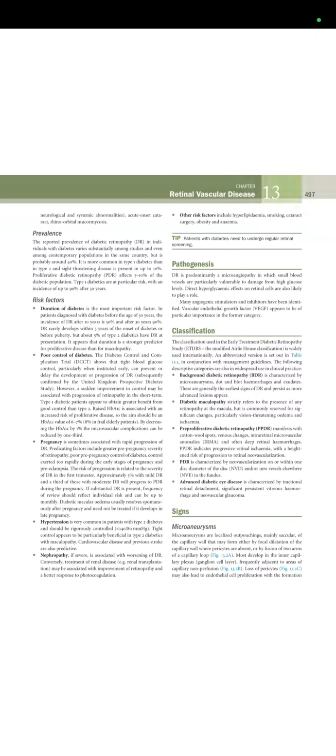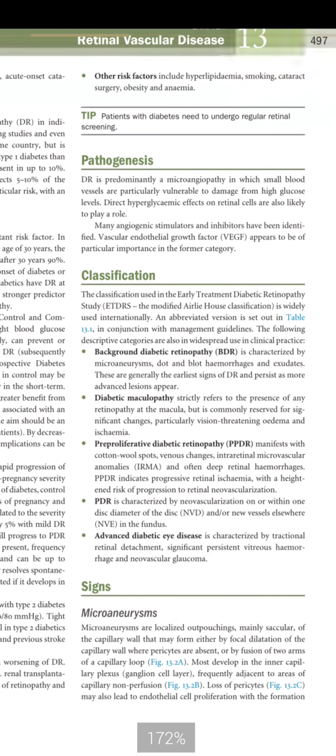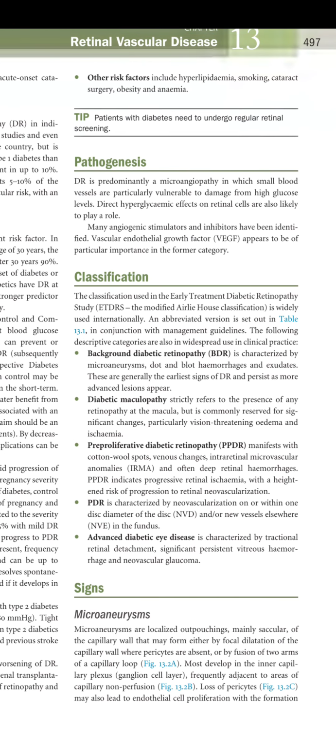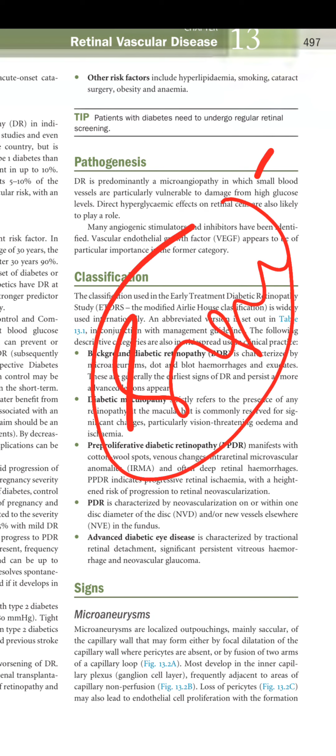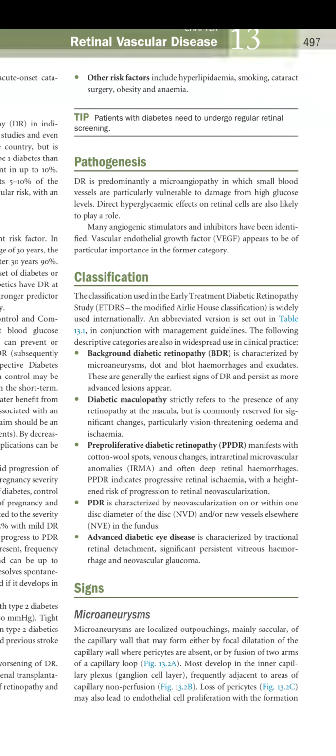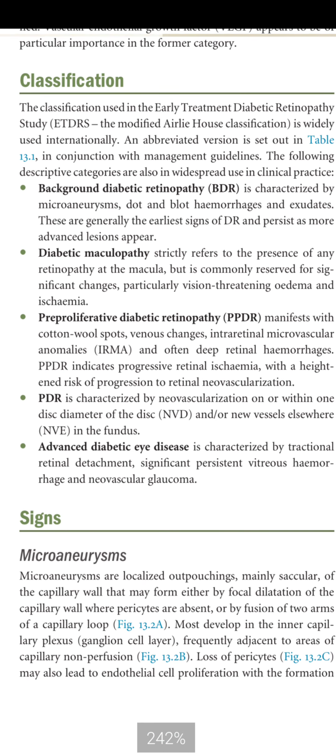Lecture series, and this is going to be retinal vascular diseases chapter 13 part 2. And in this part we are going to discuss the signs of diabetic retinopathy. So signs are basically those which we see with our eyes. So signs can be microaneurysms.